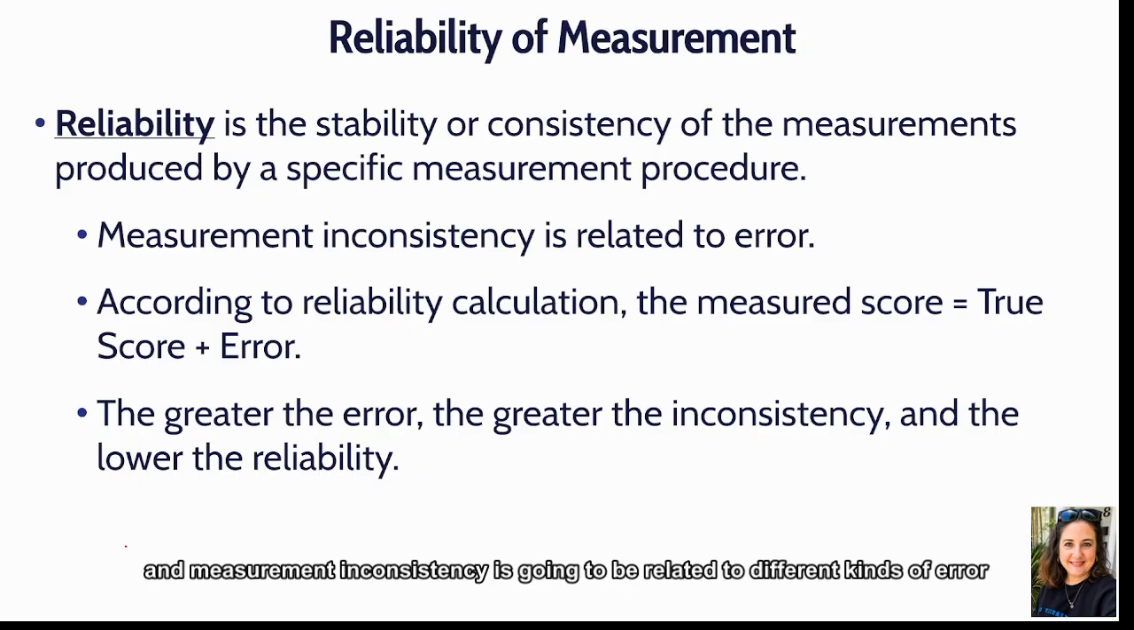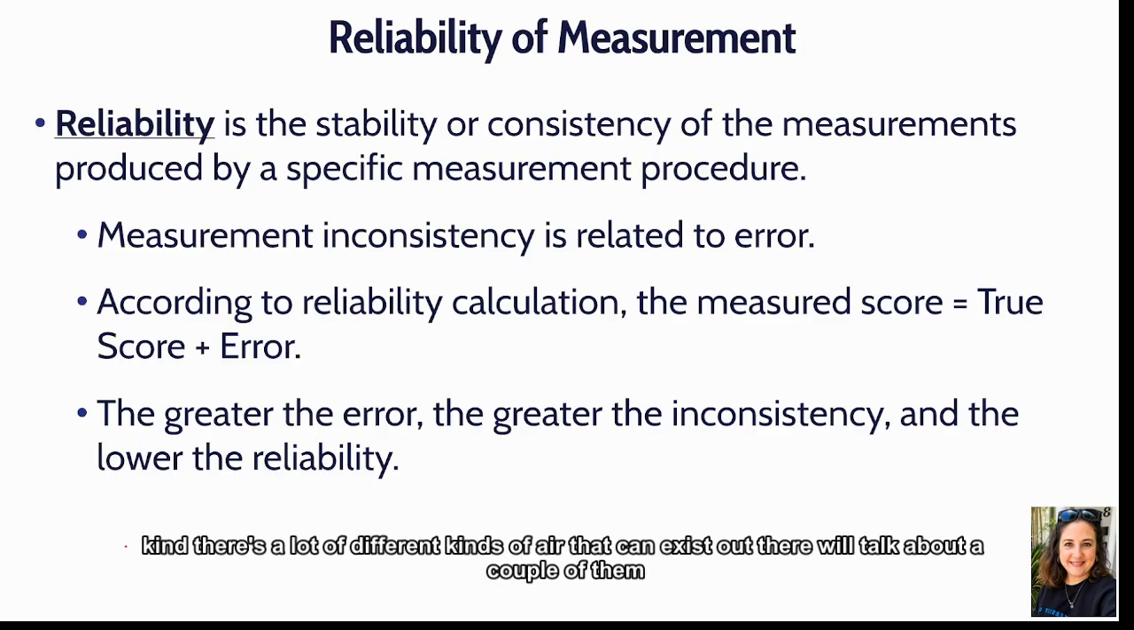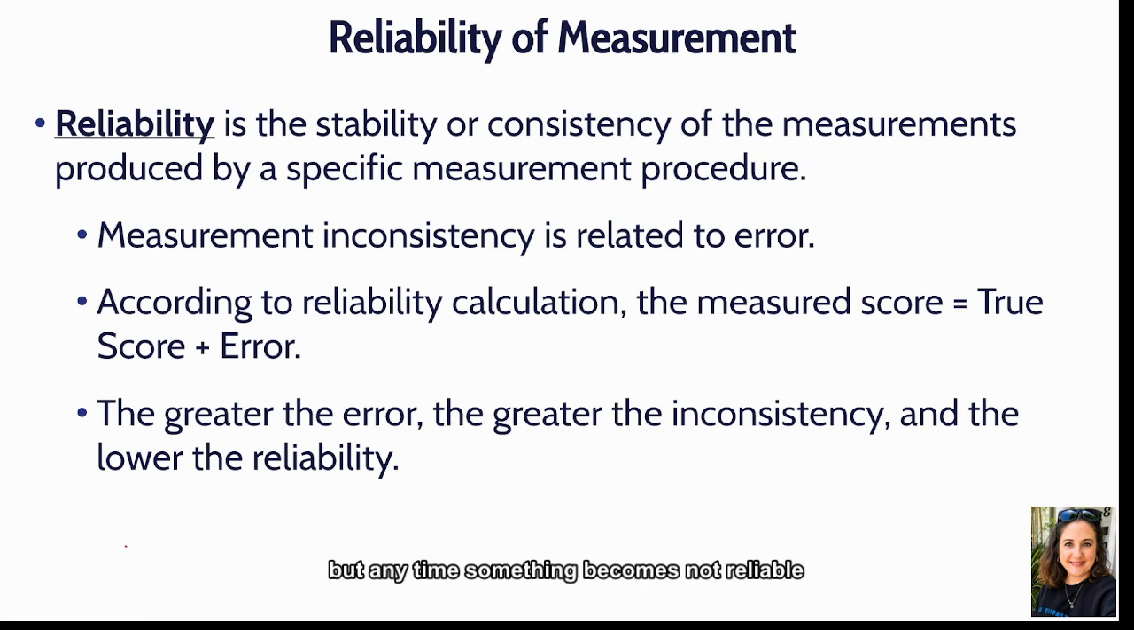Measurement inconsistency is going to be related to different kinds of error. There are a lot of different kinds of error that can exist out there. We'll talk about a couple of them. But anytime something becomes not reliable, there's some sort of error going on.